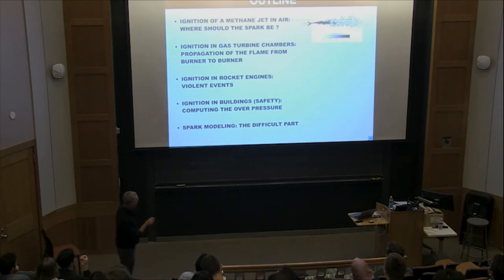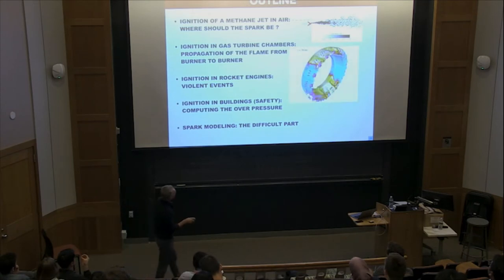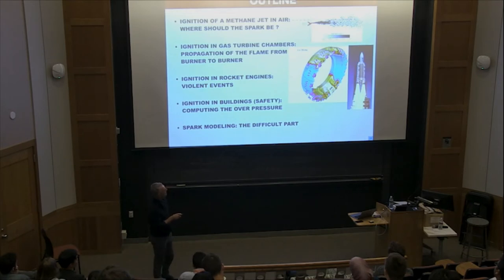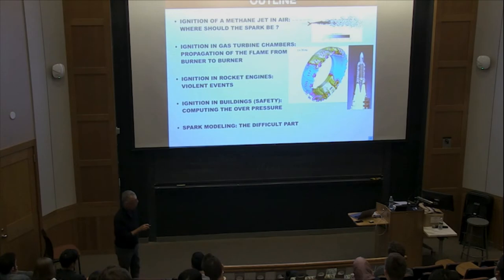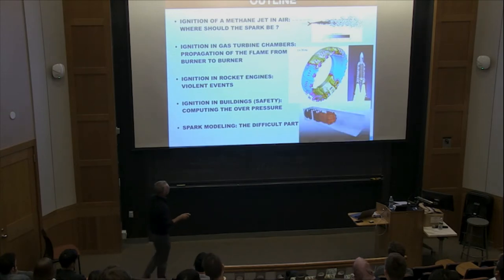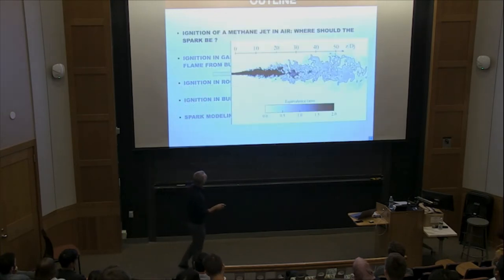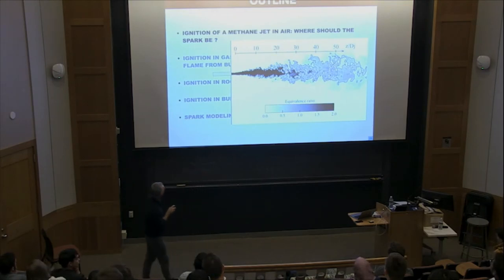Then we look at gas turbine ignition, and here you will see that the problem is really that you need not only to ignite one burner, but you need to ignite everyone, and that's not so easy. Then we talk a little bit about rocket engines, to talk about violent ignitions, those which can destroy the engines. And then we'll talk a little bit about safety, and at the end we may talk about the spark itself. So let's start with the jet.